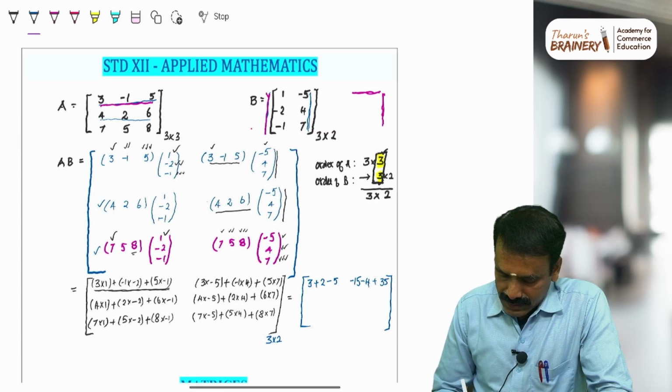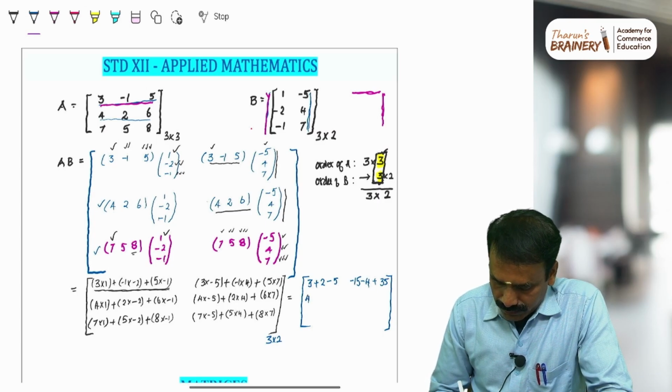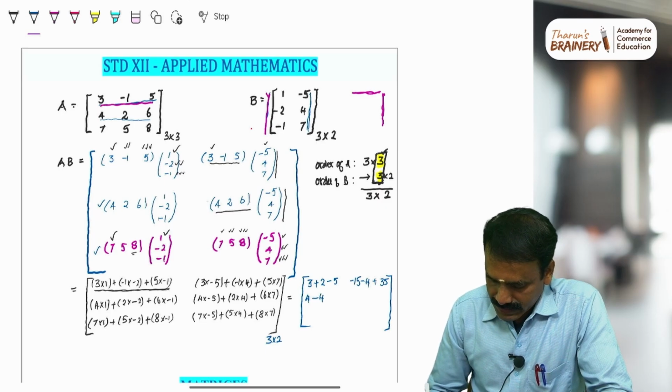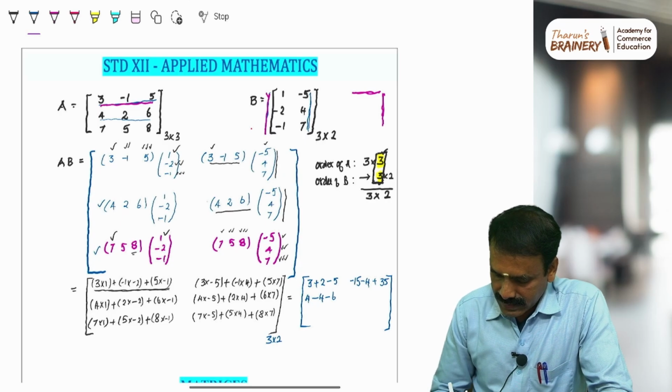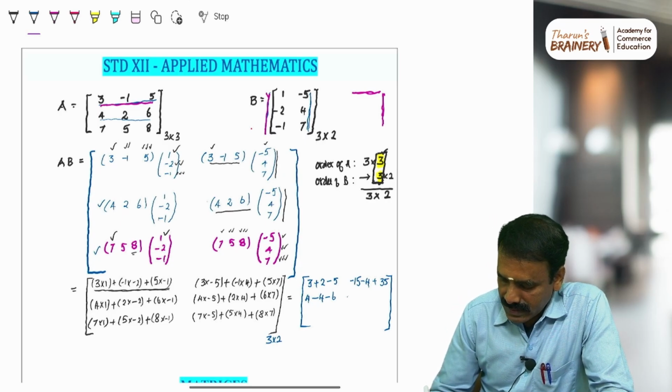Then the second row, first column element I am going to simplify. 2 2s are 4, okay, but it is 2 into minus 2, it is going to be minus 4 in that case. 6 into minus 1, minus 6. I simplify this one further. 4 into minus 5 is minus 20. 2 into 4, it is going to be 8. 6 into 7, it is going to be 42.